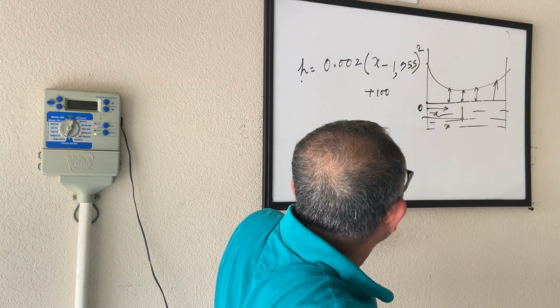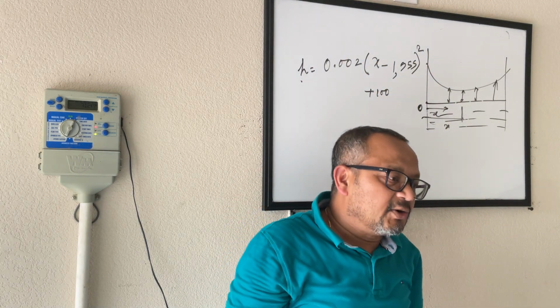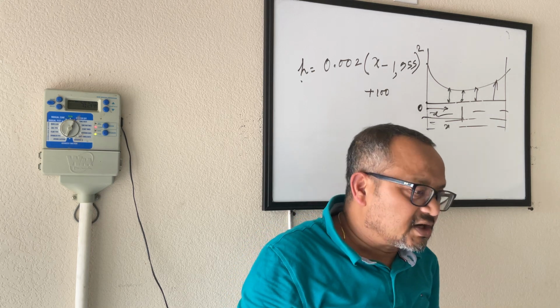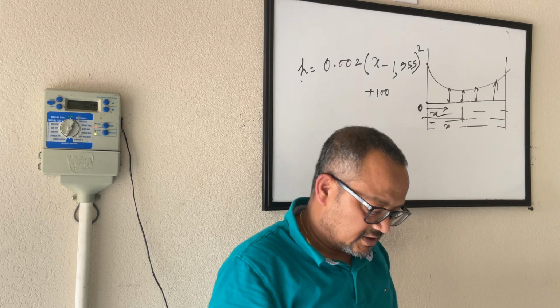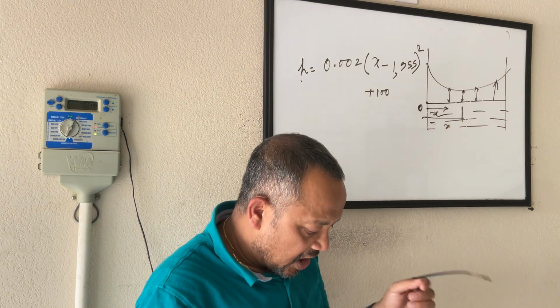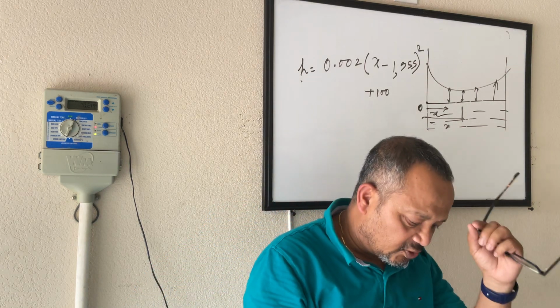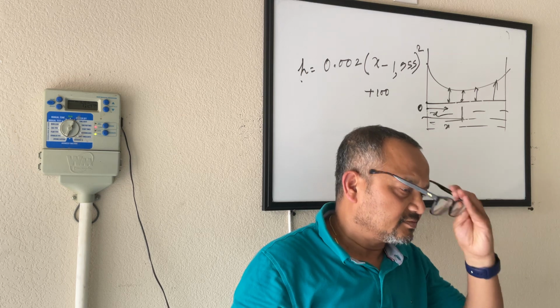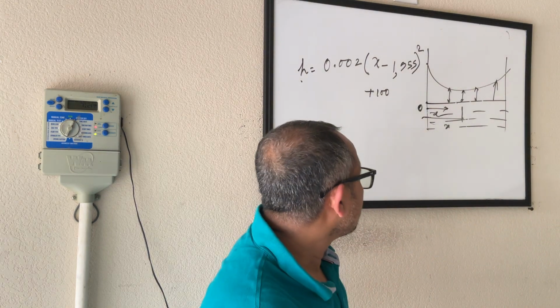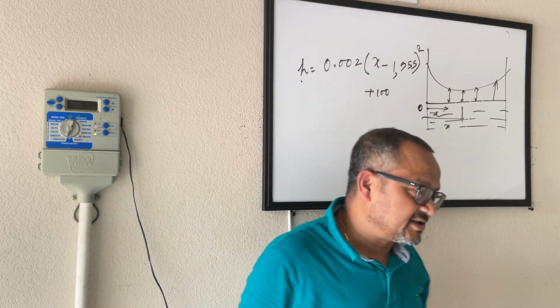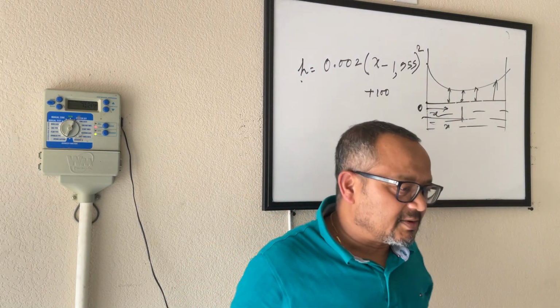So it says find out the lowest height of the cable above the water level. How many feet above the water is the lowest point on the cable? Trust me, this is a very interesting problem, okay?